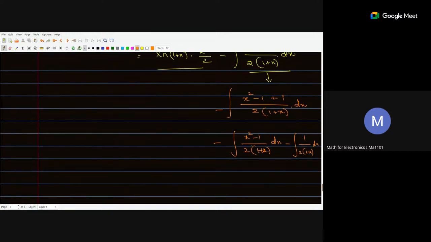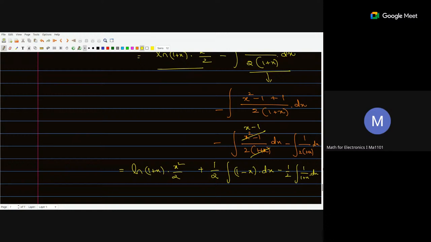Okay, now this is as it is, ln 1 plus x, x square by 2, and minus this thing. If you see the numerator is x minus 1 times x plus 1, and x plus 1 and x plus 1 will get cancelled out, and it will become x minus 1. There is minus here, so you can write it as plus half integral 1 minus x dx. This is also okay. And now the last thing is minus half integral 1 by 1 plus x dx.